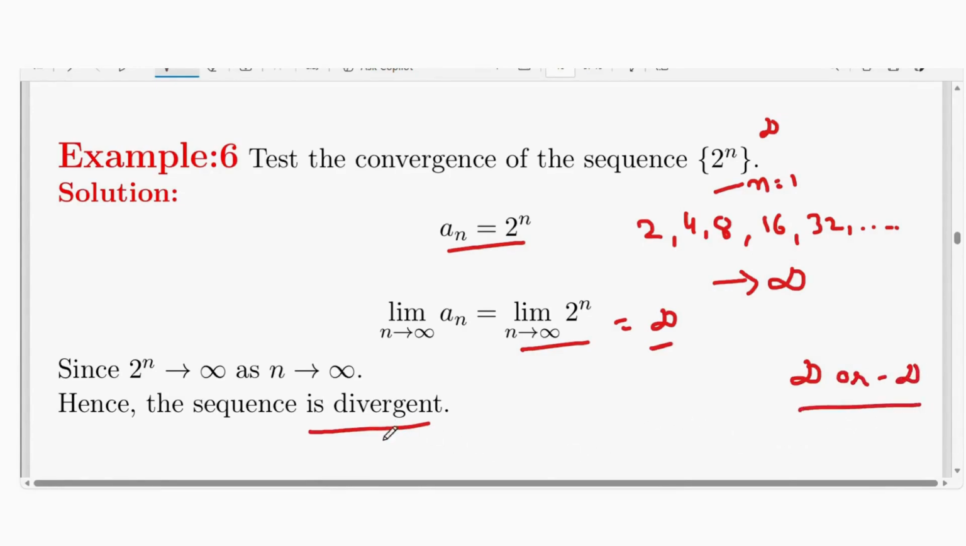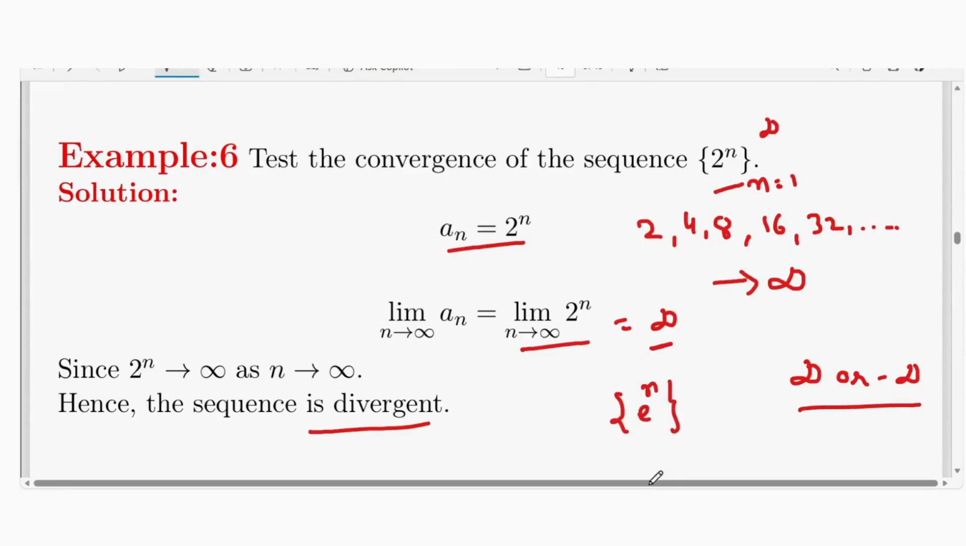The sequence is a divergent sequence. So 2 raised to n is what? A divergent sequence. This example is the same as the example e raised to n that we discussed earlier. Here the value is 2.